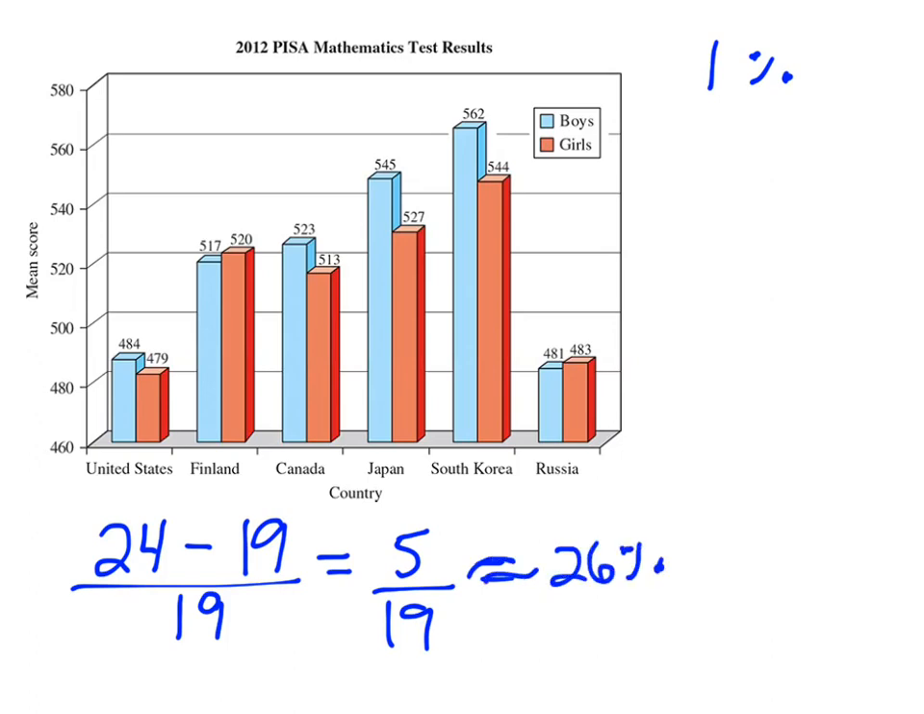So what we know is that while the boys scored about 1% higher than the girls did, it looks like the blue bar is actually about 26% taller than the red bar. So it's actually making it look like there's a greater difference in scores than there actually is if we were to consider these bars all the way back down to 0.